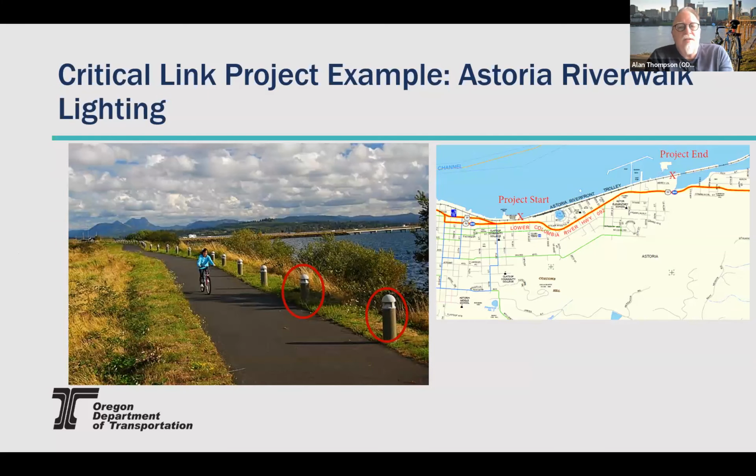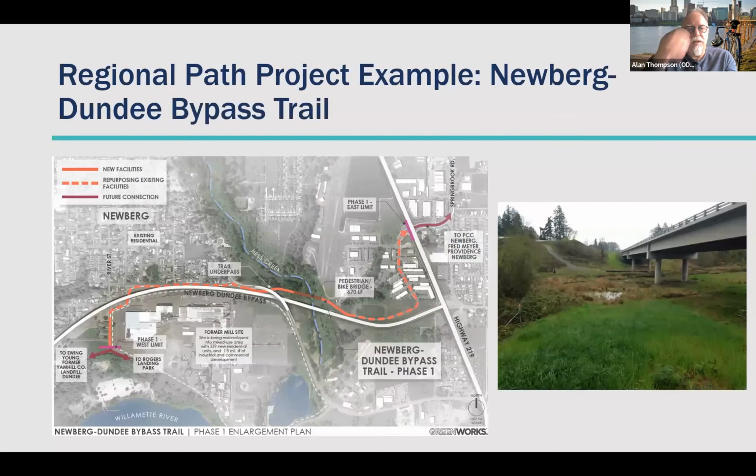So here's an example of a critical link. This is Astoria Riverwalk lighting. It connects the destinations of the Maritime Museum and that area to local residences. It also seeks to go west as a regional greenway, which then gets to the Oregon Coast bike route. And another example of a regional path is the Dundee Bypass Trail, which looks at doing a better linkage between Newberg and Dundee. Rather than going on surface streets, it's going to parallel the vehicle bypass so that people won't have to be on high-speed roads with cars doing 40, 50 miles an hour.